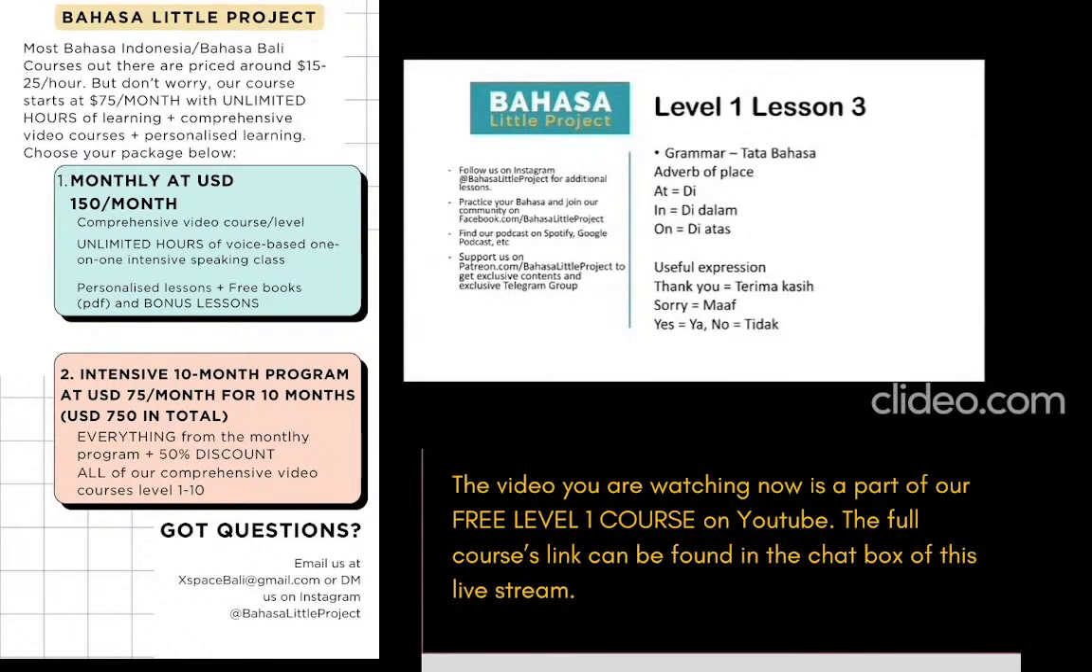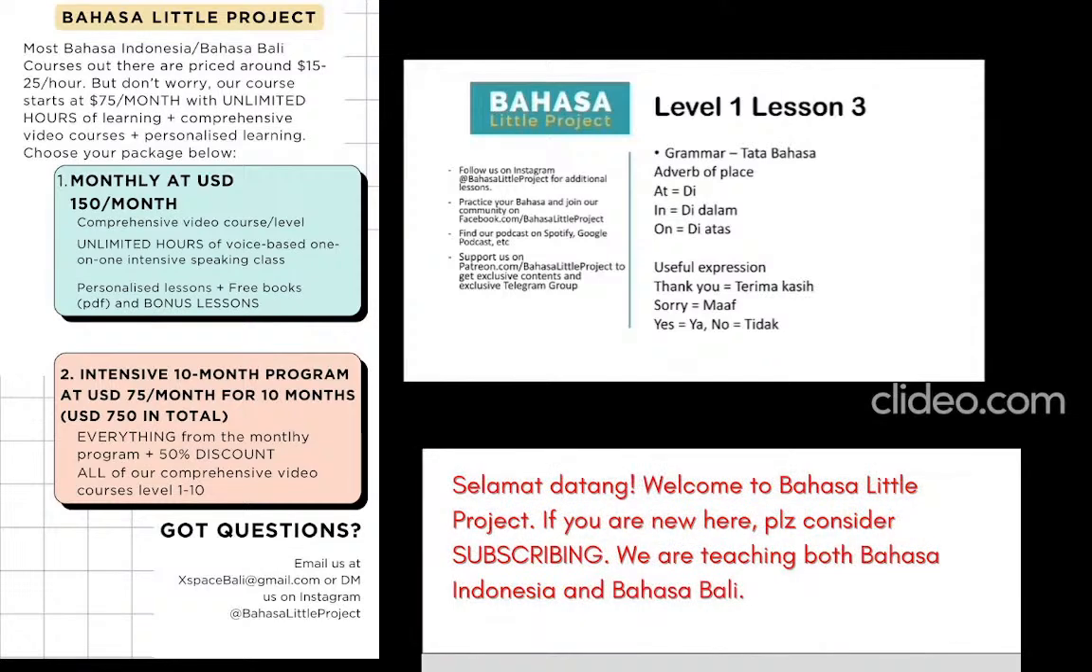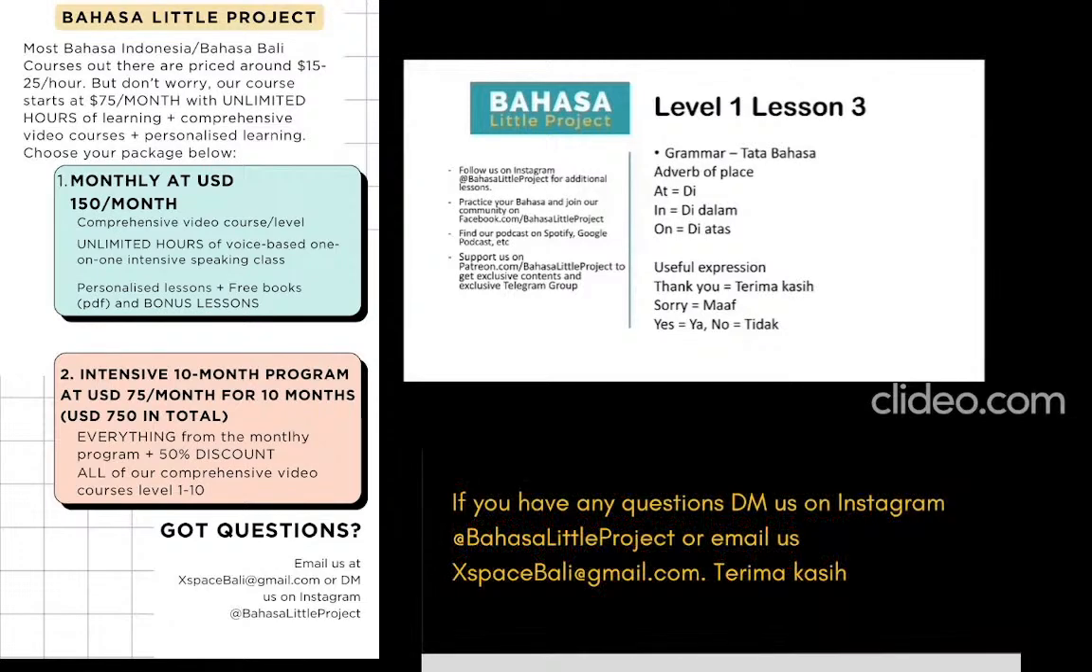And then a very simple but very meaningful expression is how do you say yes? Yes is ya. It's very simple. And then no is tidak. Tidak. Okay, so we have learned how to say thank you.